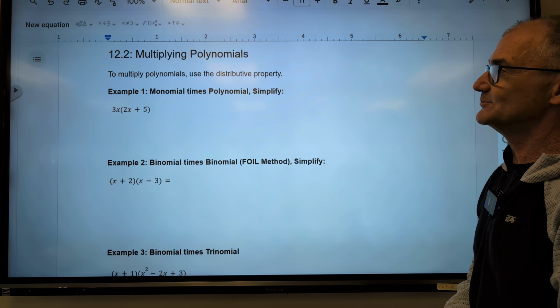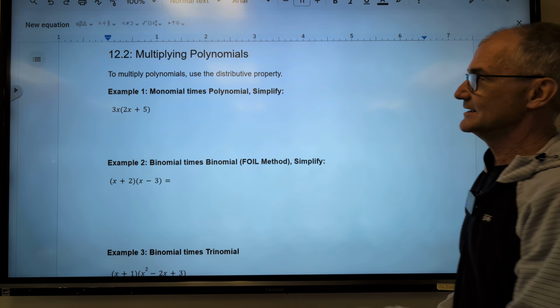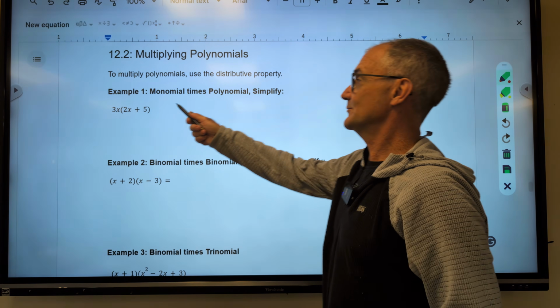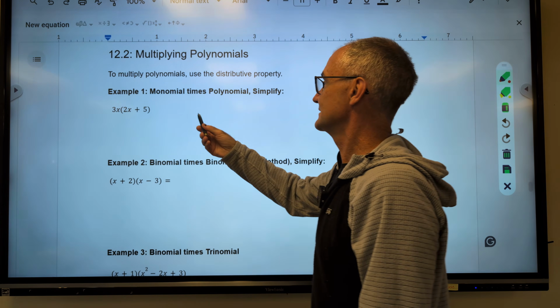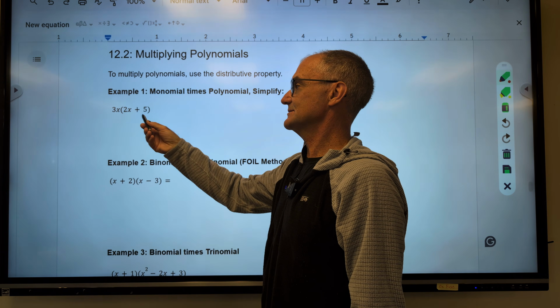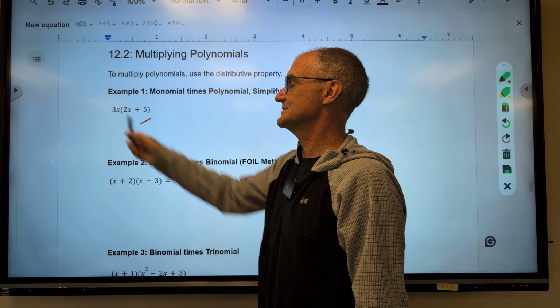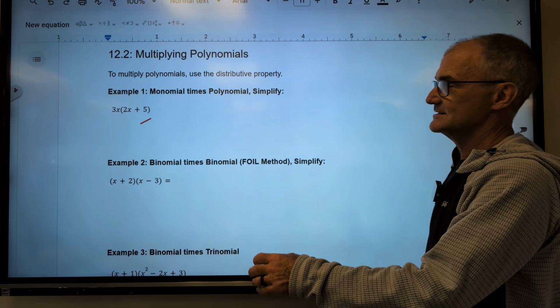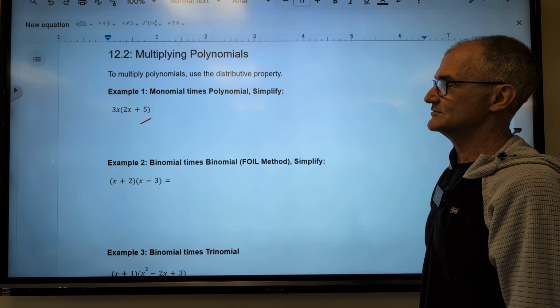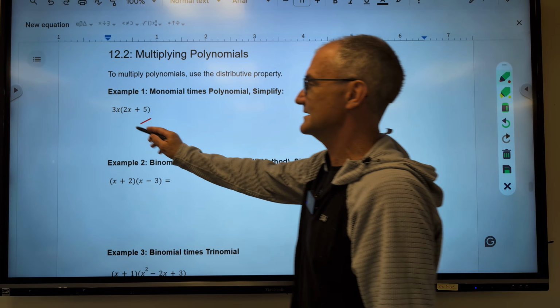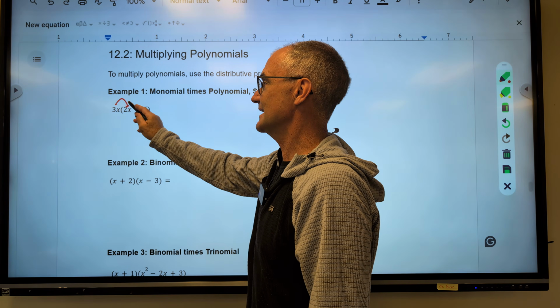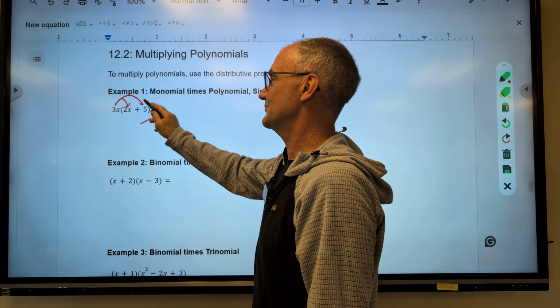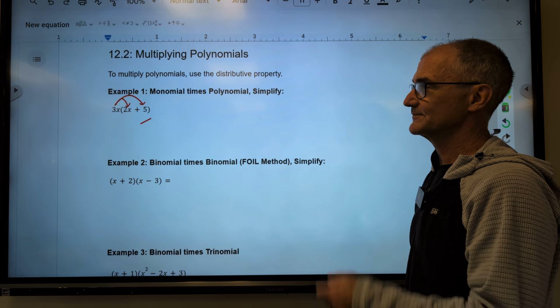Okay, so example 1 on multiplying polynomials is you have a monomial, a single term, times a double term, right? So there are 2 terms in here, but a single term outside. This is the idea of distribution. You got to distribute that 3x through the whole quantity. So you got to do 3x times 2x, and then 3x times 5.